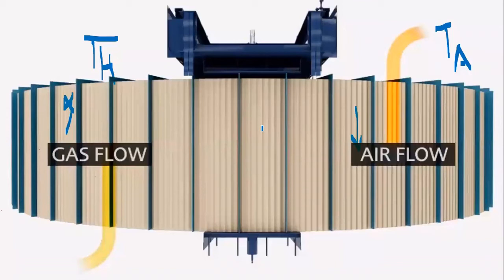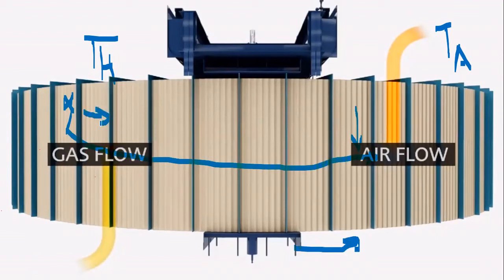And this particular matrix will be rotating in a particular direction. So as rotation takes place, this hot surface will now come in contact with the air, and this cold surface will come in contact with the gas which was flowing over there. So again the gas will elevate the temperature of the surface, which is cool now, and the air will take heat from this hot surface.